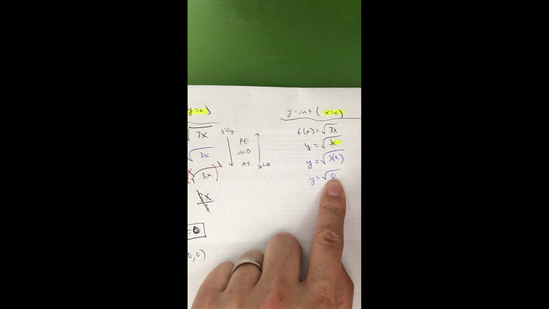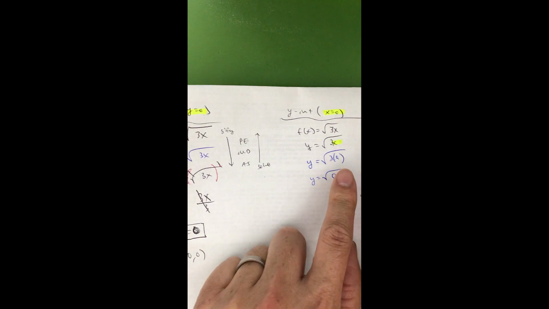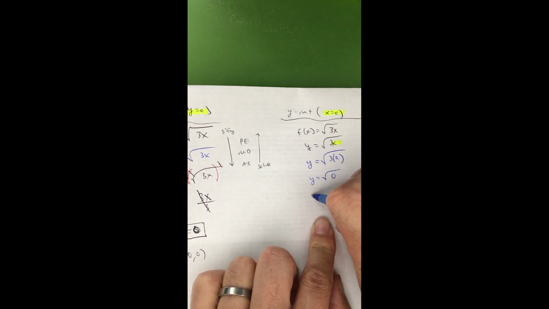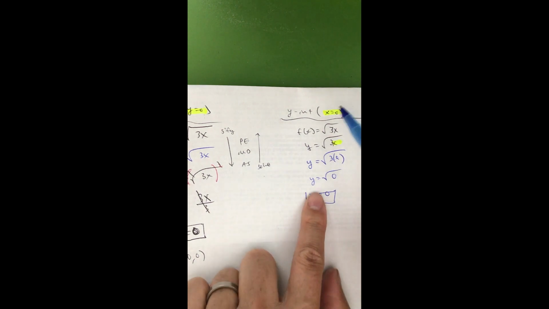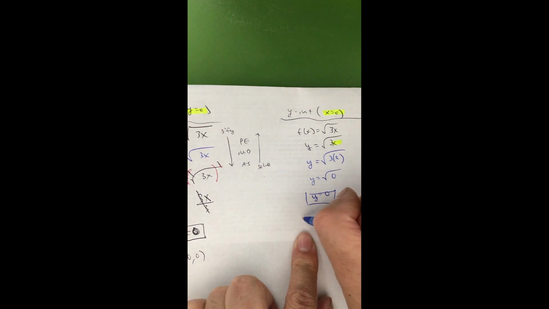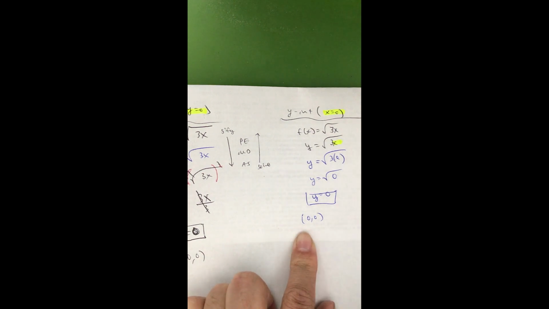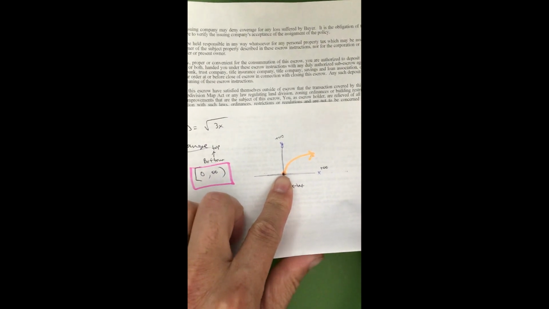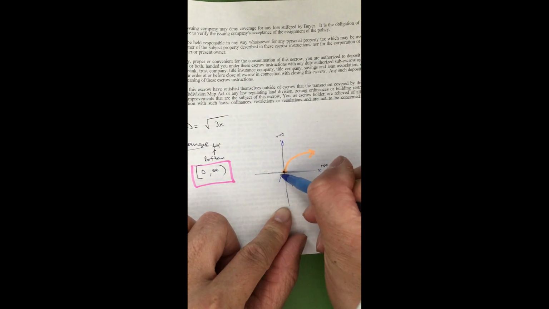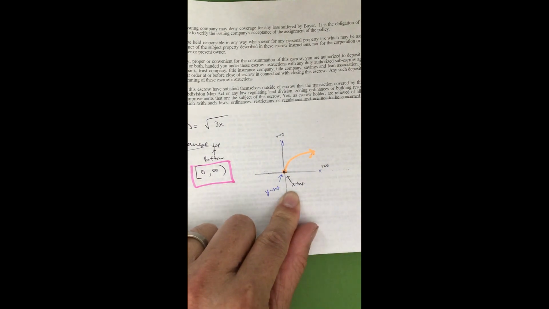And two identical numbers that multiply to be 0 are 0 and 0, so it's 0. So my ordered pair is 0, 0. And this is actually my ordered pair at the origin. So that actually means that in our graph, the x-intercept and the y-intercept are exactly the same for this problem.